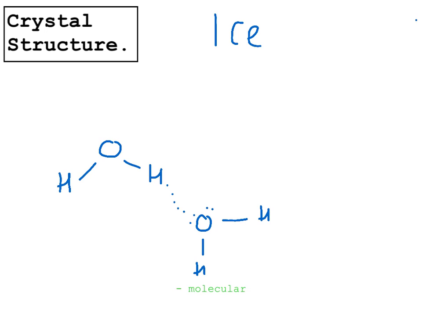Another unusual property of ice is that its solid form, ice, is less dense than its liquid form, water, and so ice will float on top of water. Now again, if you'd like more detail on that, then you can watch the video on intermolecular forces, as it has more detail.